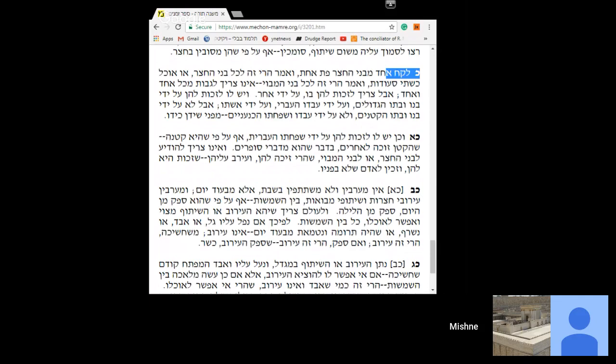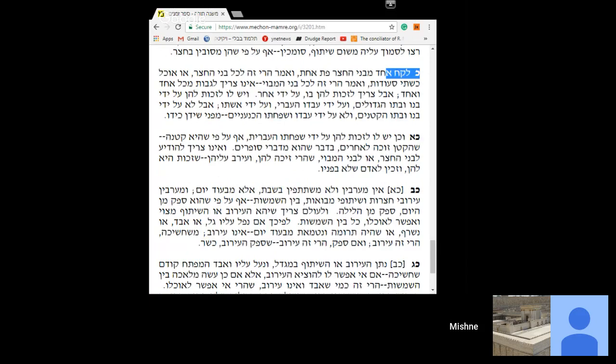ויש לו לזכות להן על ידי בנו וביתו הגדולים ועל ידי עבדו העברי ועל ידי אשתו, אבל לא על ידי בנו וביתו הקטנים ולא על ידי עבדו ושפחתו הכנענים מפני שידן כידו. And he does this zikui that we said with his children, whether a boy or girl, or with his Hebrew slave, or with his wife. He may do it with his older children, a boy above 13, a girl above 12, but he may not do it with his younger children, under 12 for a girl and 13 for a boy, and not with his non-Jewish slaves, because their hand is like his hand, because anything they do is like him, because they are, so to speak, under his domain of ownership.